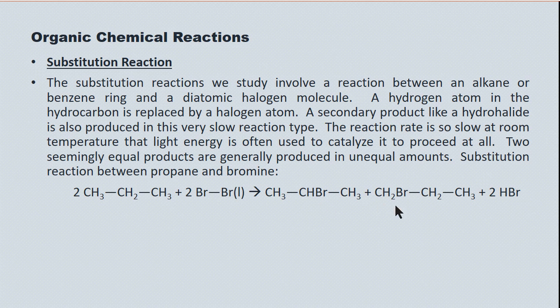So there are two alkyl halides produced, but they're not produced in equal quantities. In fact, one is greatly favored over the other, typically sort of 99% to 1%, although those percentages vary.